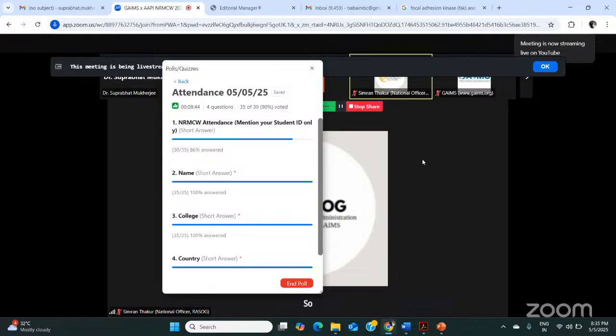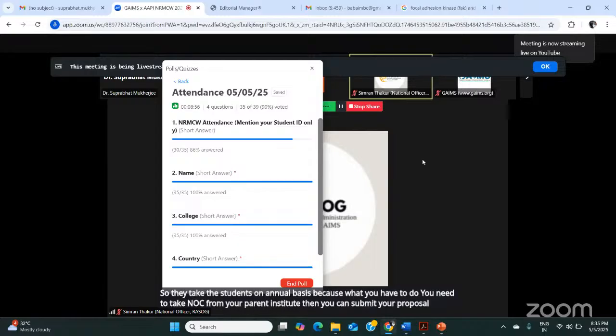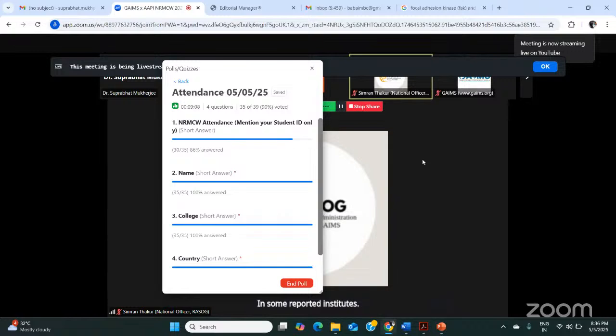They take students on an annual basis. What you have to do is take an NOC from your parent institute. Then you can submit your proposal, and you can get the scholarship or fellowship, with which you can do your work for 3 to 6 months in some reputed institutes. Okay. Yes, sir. Thank you.